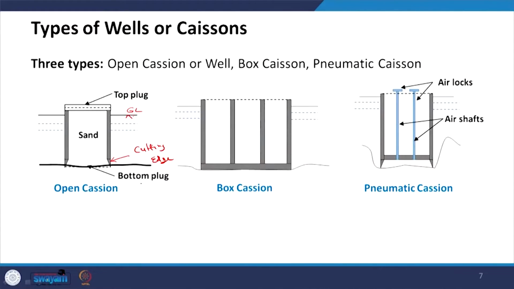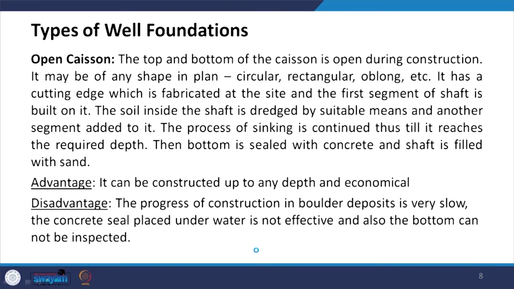you first put it down and then push it down, and then the sand inside the well is taken out. One term for this is dredging, which means taking out. So, sand is dredged and it has a cutting edge at the end, built on it. The soil inside the shaft is dredged by suitable means and another segment is added to it. The process of sinking is continued thus till it reaches the required depth, and then the bottom is sealed with concrete and the shaft is filled with sand.